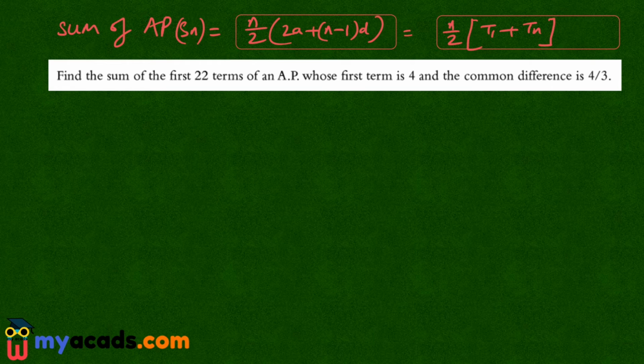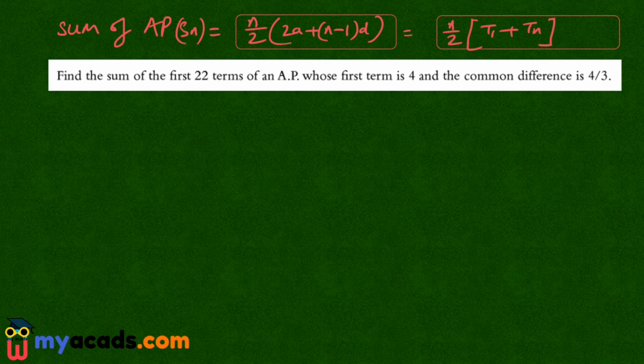Now I have seen that my sum of AP is n by 2 multiplied by (2A plus (n minus 1) into D), where my first term is A and the common difference is D. I can also say that my sum of AP, Sn, is equal to n by 2, where n is the number of terms, multiplied by (T1, that is the first term, plus the nth term). Now let us understand this concept through an example.